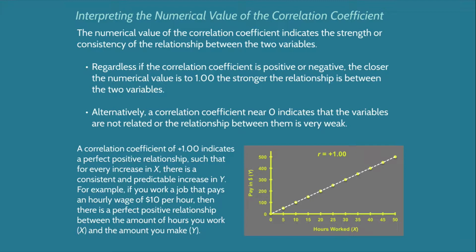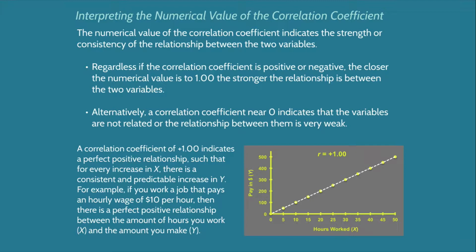Alternatively, a correlation coefficient near 0 indicates that the variables are not related or the relationship between them is very weak. A correlation coefficient of +1 indicates a perfect positive relationship such that for every increase in x, there is a consistent and predictable increase in y.